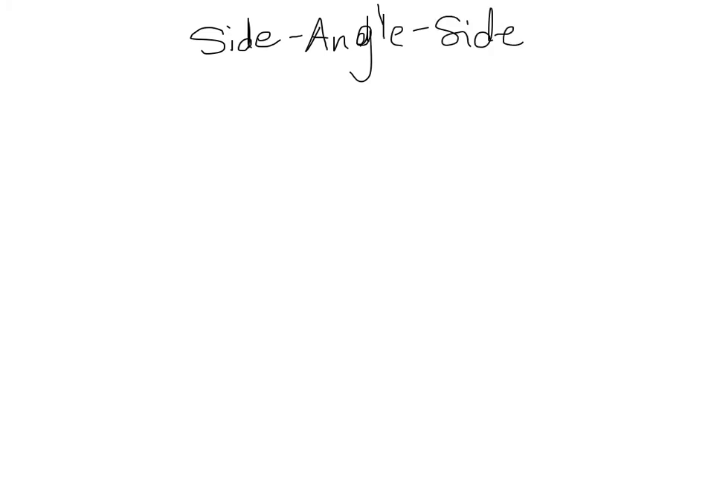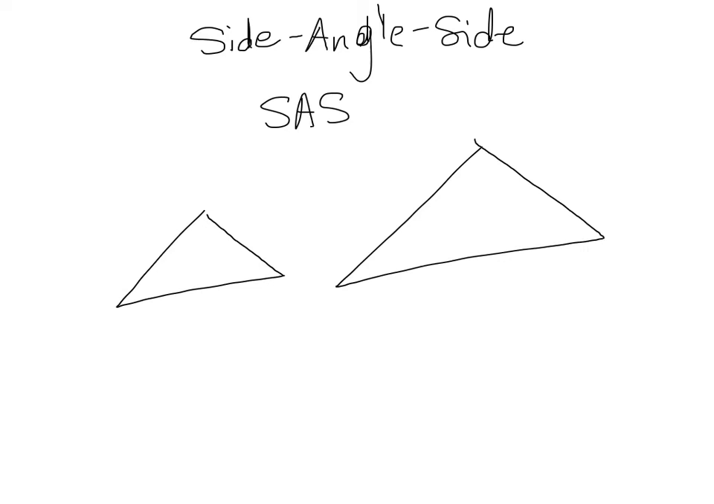So the side angle side similarity theorem, call it SAS theorem for short, SAS similarity theorem. Alright, so it again is exactly what it sounds like. So all you really need to check for is two sides and the angle between.